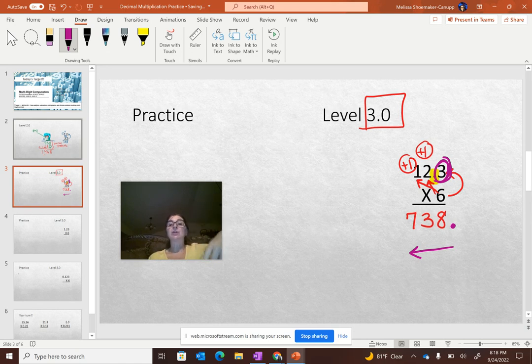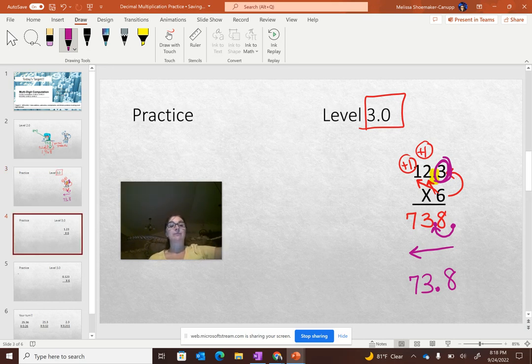However many numbers are behind the decimal in the problem that we're working, that's how many times we move it. So remember, we said there was one number, the number 3, behind the decimal. So we're going to move our decimal one time in our product or answer. So the decimal answer is 73 and 8/10.